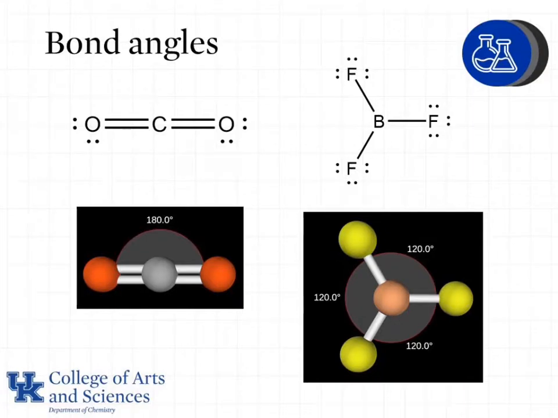When we go to trigonal planar, we see that the bond angles are now 120 degrees apart. So this is how the electron groups can be as far apart from one another as possible. And all of those atoms are in the same plane, hence the name trigonal, forming a triangle in a plane.